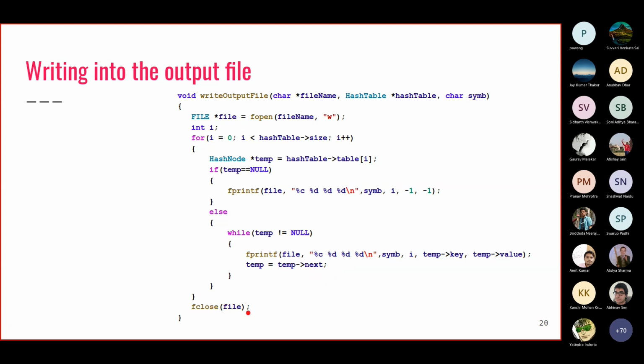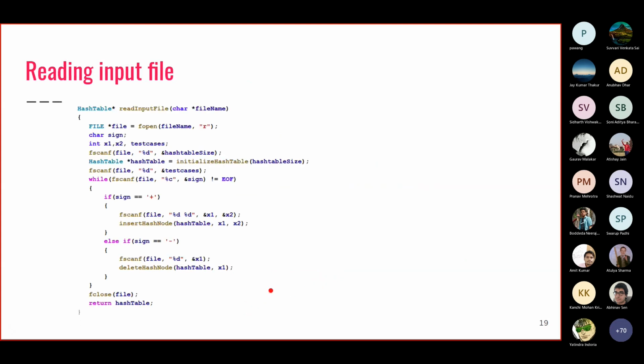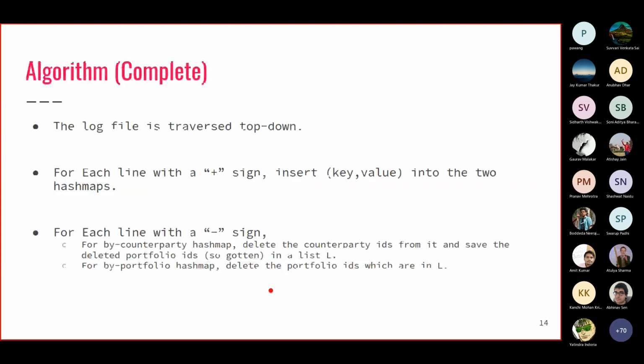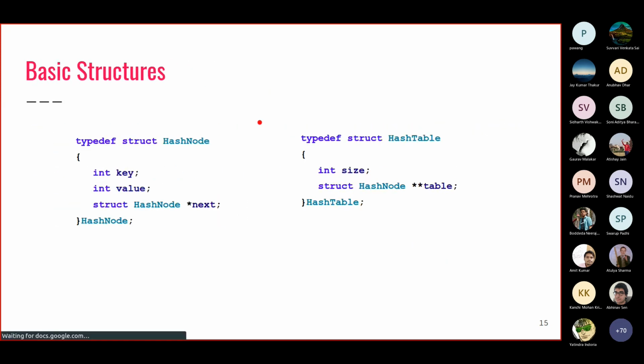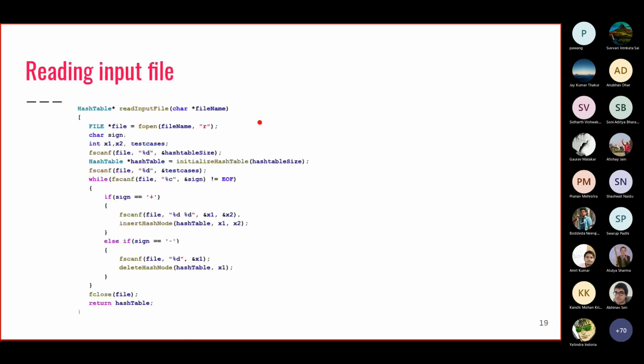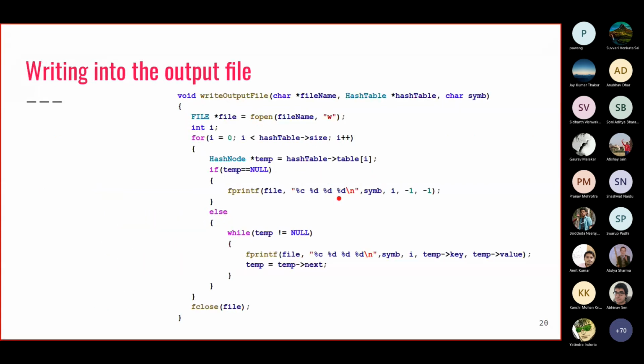And then finally we are closing the file, because our syntax is like this one, right? So first I have to print the index, and then I have to print the key value. If no value is found, then we shall print -1 -1, and that is what I did here also. While writing, I am first printing the symbol which I have taken as input.